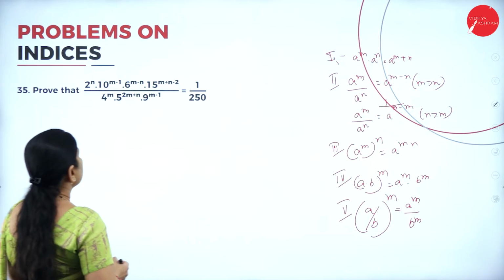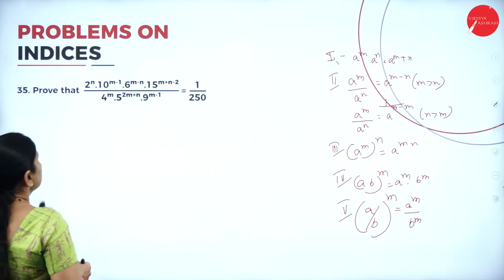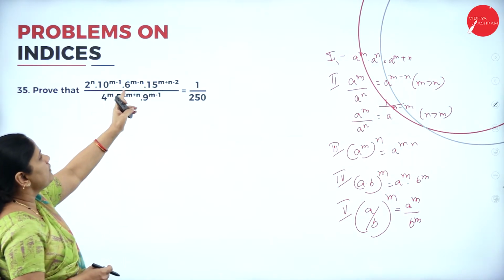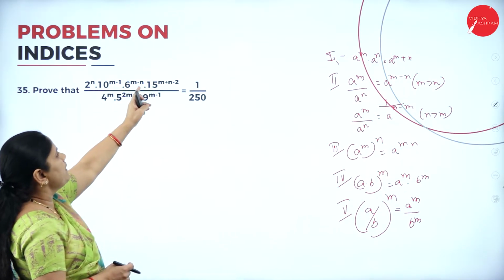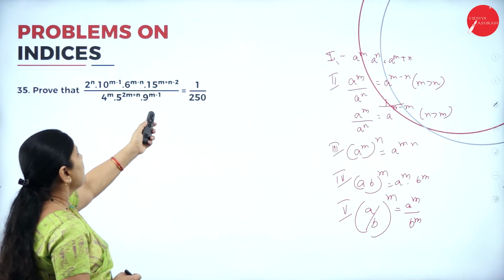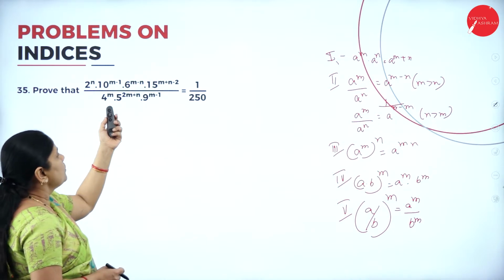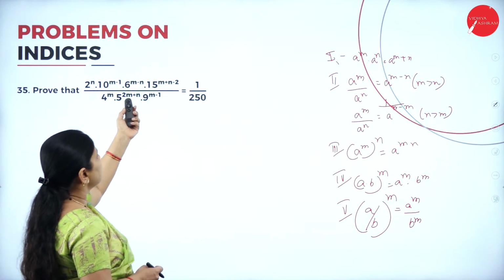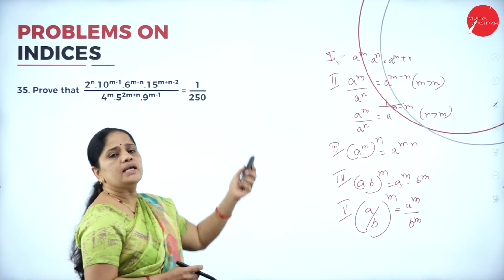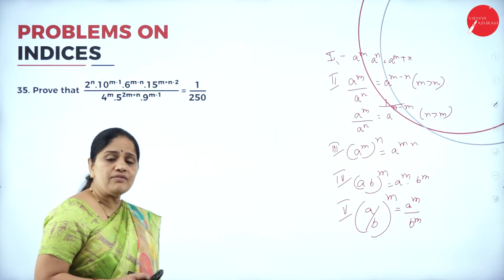Now, let us go in for the problem. Here the problem says 2 to the power of n into 10 to the power of m minus 1 into 6 to the power of m minus n into 15 to the power m plus n minus 2 whole over 4 to the power of m into 5 to the power of 2m plus n into 9 to the power of m minus 1 equals 1 by 250.